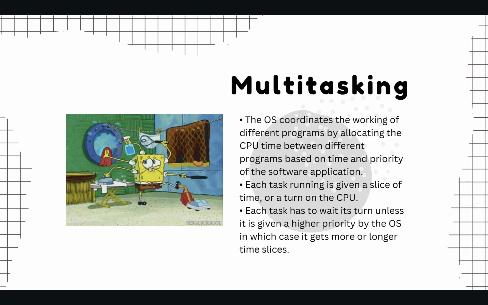The OS coordinates the working of different programs by allocating CPU time between different programs based on time and priority of the software application. Each running task is given a slice of time, or a turn on the CPU. Each task has to wait its turn unless it's given a higher priority by the OS, in which case it gets more or longer time slices.